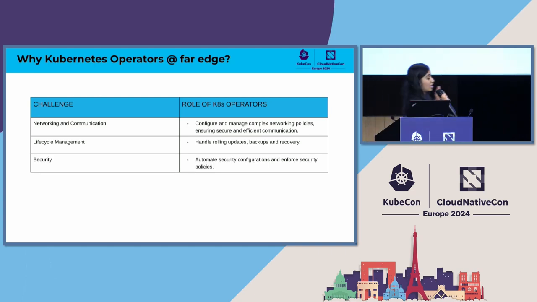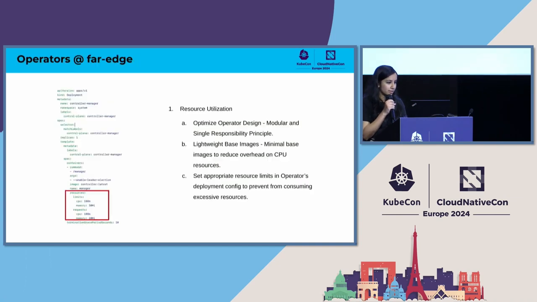Security, as we spoke about earlier, but this one mostly relates to having or using Kubernetes RBAC and ABAC controls to ensure which service account can access what part of a cluster on an edge device.